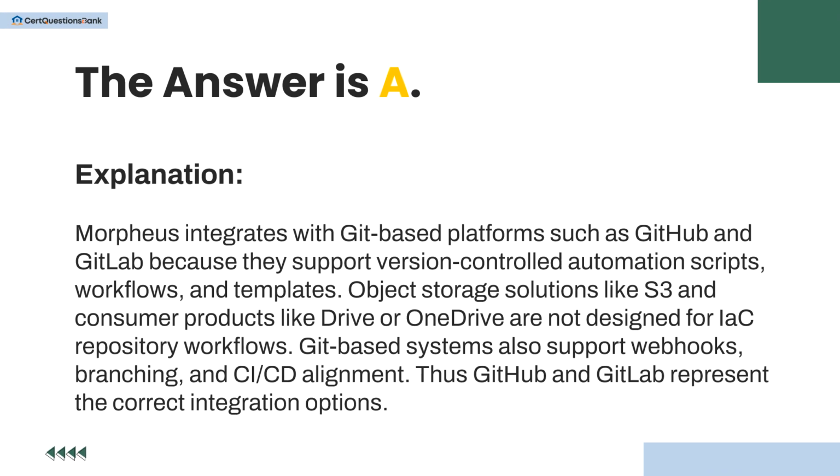The answer is A. Morpheus integrates with Git-based platforms such as GitHub and GitLab because they support version-controlled automation scripts, workflows, and templates. Object storage solutions like S3 and consumer products like Drive or OneDrive are not designed for IaC repository workflows.